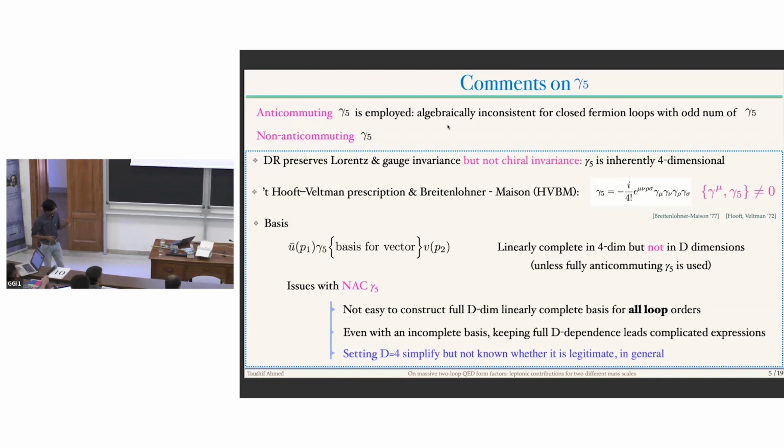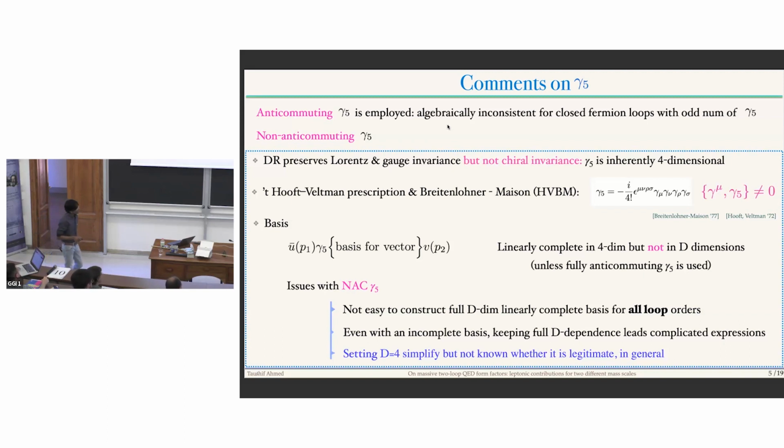However, if you want to calculate the same quantity using this non-anti-commuting gamma 5, you can also do it, but the additional thing that you have to do is introduce an additional counterterm because of this non-anti-commuting gamma 5, right? And let me make a few comments. As you know, dimensional regularization preserves Lorentz and gauge invariance, but it breaks the chiral invariance. And the reason is that gamma 5 is inherently defined in 4 dimensions.